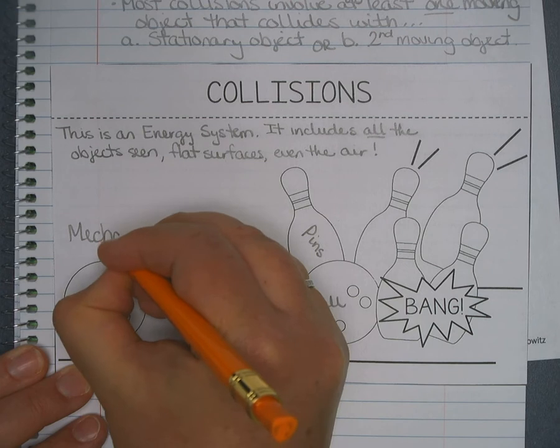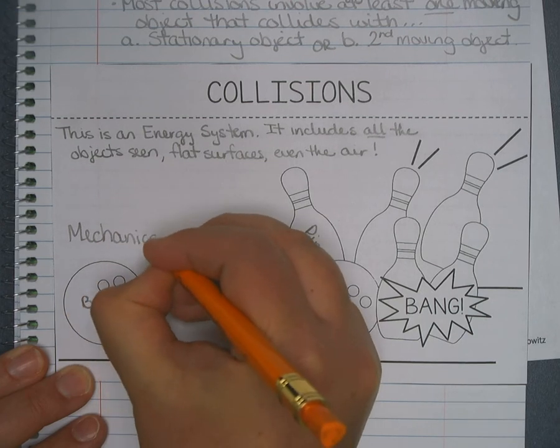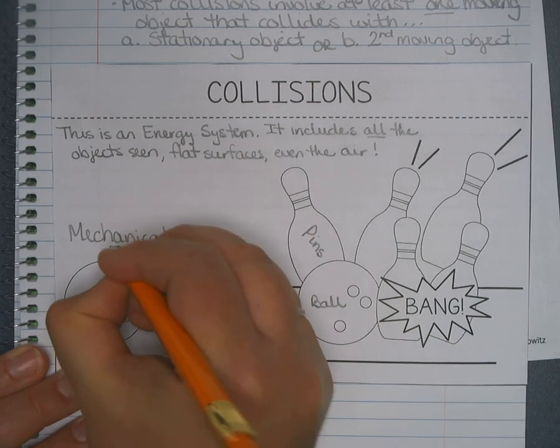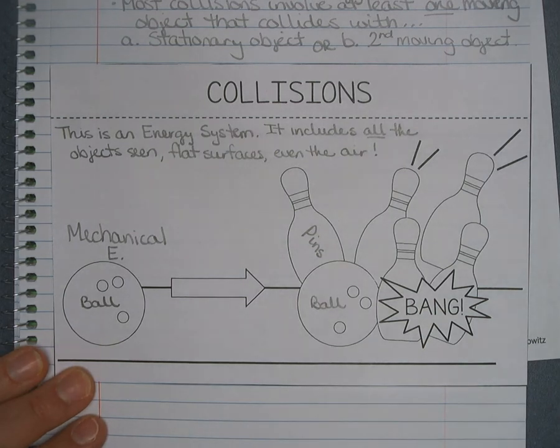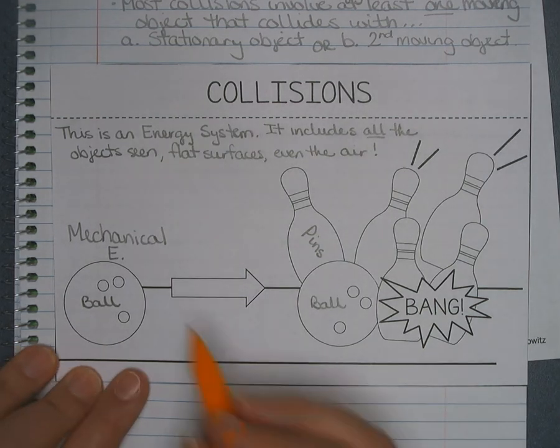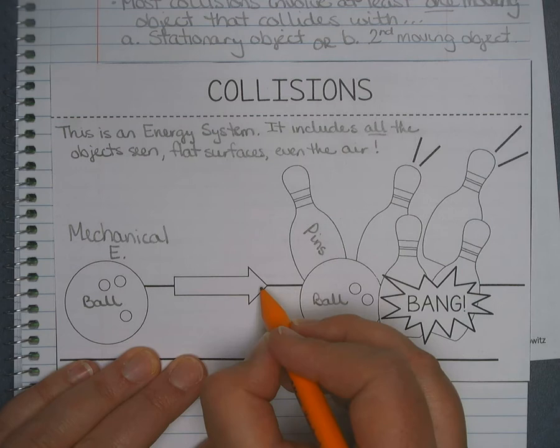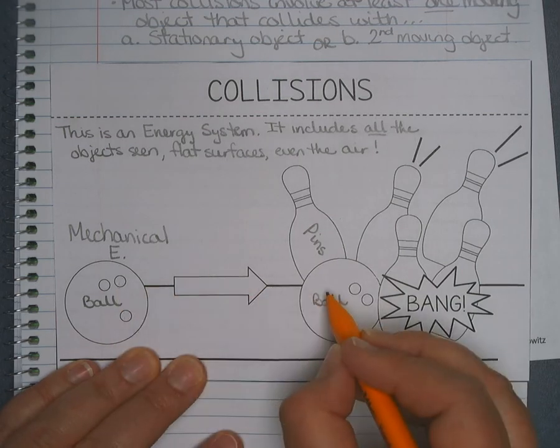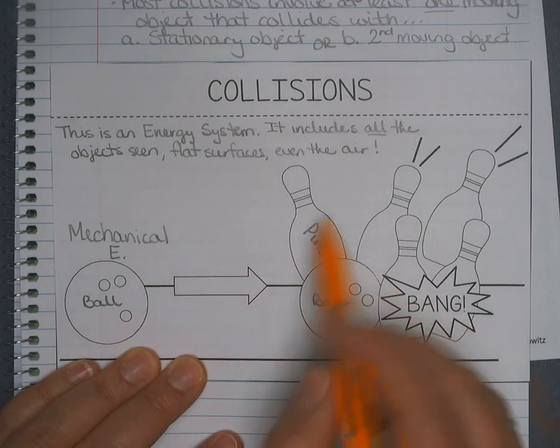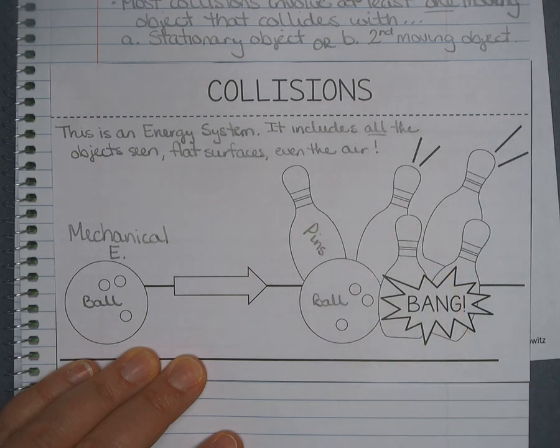We need to give this ball some motion. We got to get it rolling. We give this ball some mechanical energy. Now, that mechanical energy is transferred down the lane, and it's given through a collision to these pins.